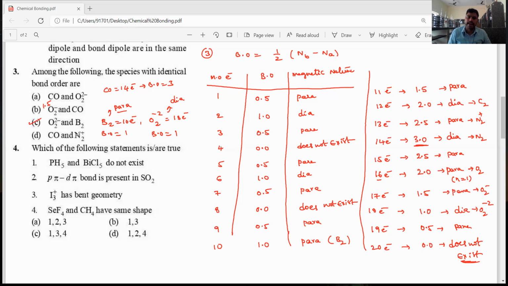And CO and N2+. CO already has 14 electrons, bond order is equal to 3, and N2+ means 13 electrons, bond order is equal to 2.5, dear student. So the correct option for identical bond orders is the third option. Okay, and it is very, very important, you have to remember.